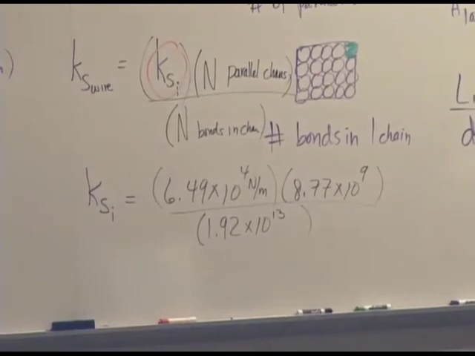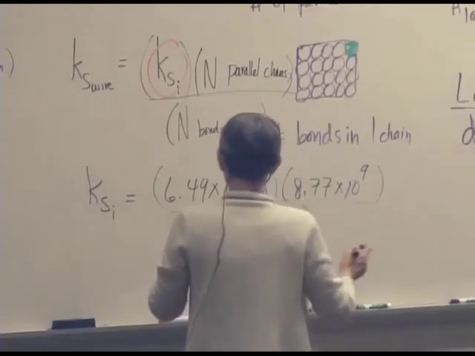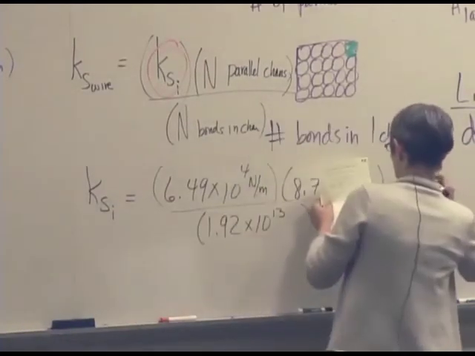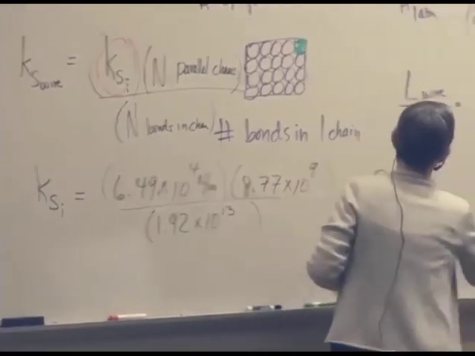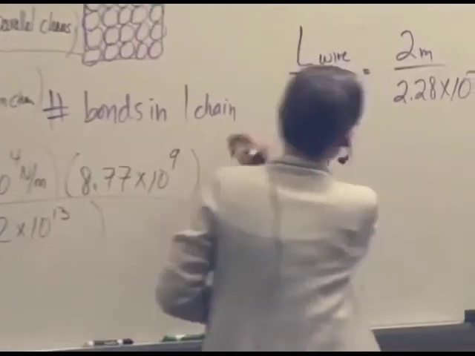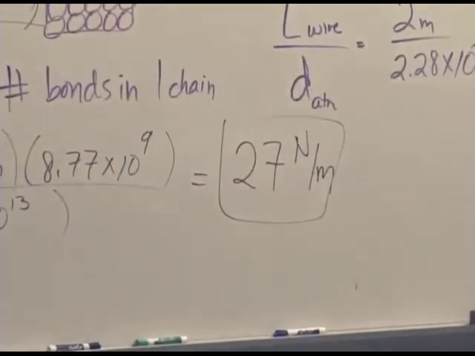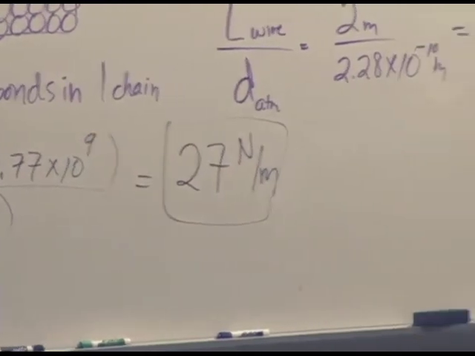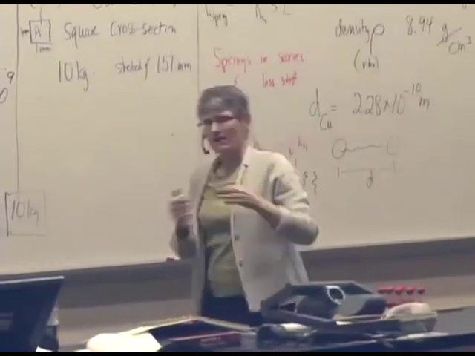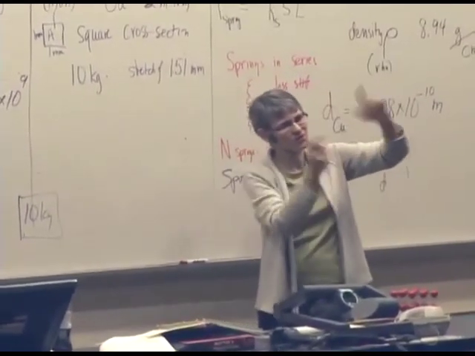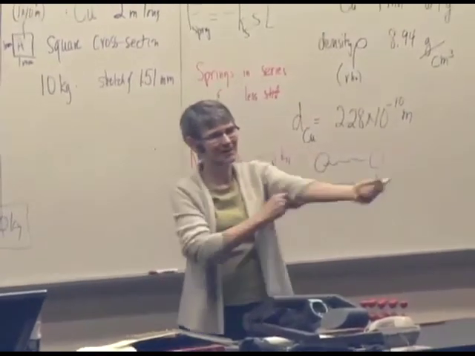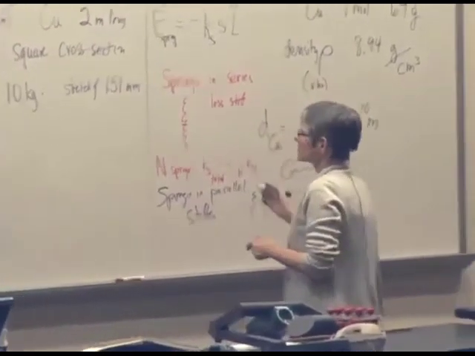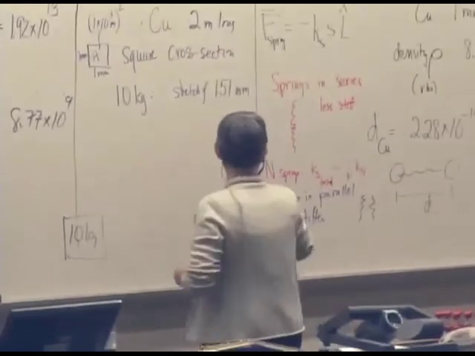And in fact, when we work it all out, it comes out to 27 newtons per meter. Kind of an ordinary number. So that's the stiffness of one of these little teeny interatomic bonds in copper. Now you can't stretch it a meter because the bond itself is only 10 to the minus 10th meters long, but so let's write this.